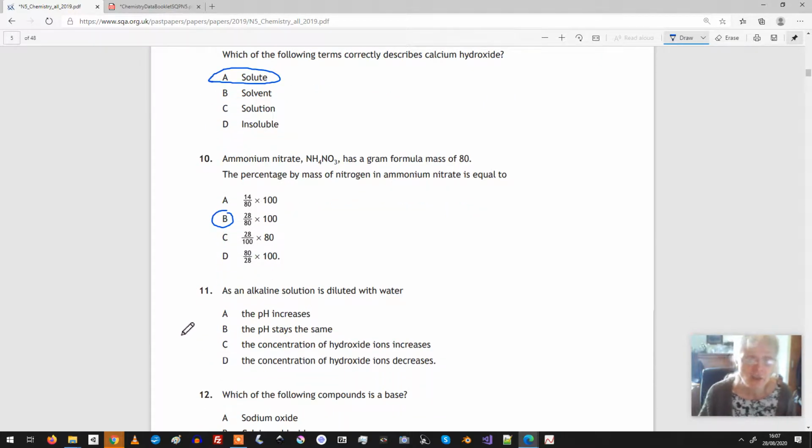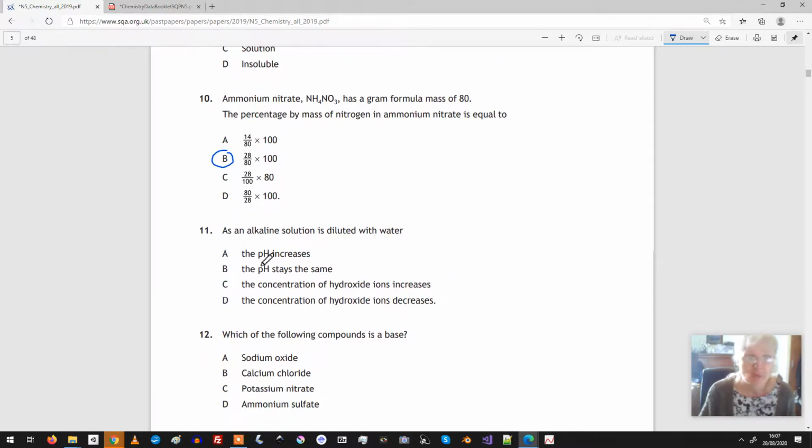Question 11. As an alkali solution is diluted with water, the concentration of the hydroxide ions decreases because more water is being added, so the concentration of the hydroxide is going down. So I am going to tick D.